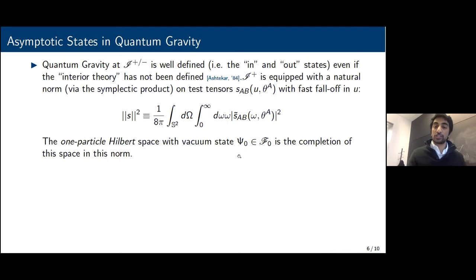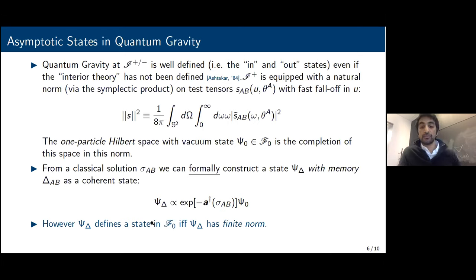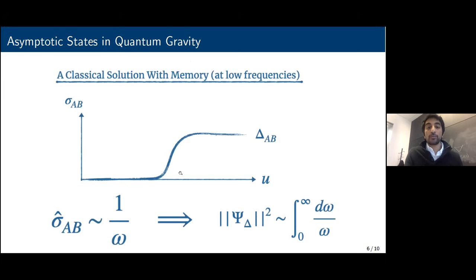Okay. So given this nice structure at Scri, now the question is, what does the state with memory look like? Well, from a classical solution with memory, this sigma here, we can construct a state with memory by peaking the vacuum state at that classical solution, constructing a coherent state with memory. And this is a formal construction because psi delta only defines an element of the usual Fock space if it has finite norm. And when is that the case? Well, recall if the memory is non-vanishing, the shear will diverge like one over the frequency, and therefore psi delta will be logarithmically divergent at low frequency. So this is the origin of all infrared divergences in quantum gravity, and the analogous memory effects in quantum field theory give rise to similar divergences.